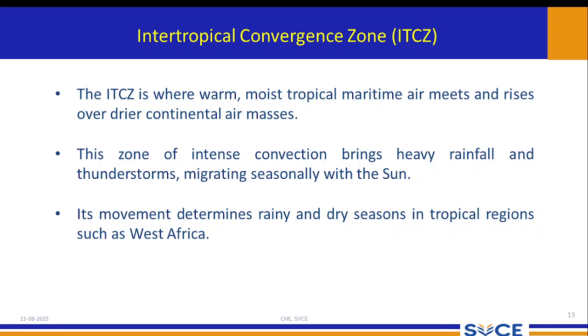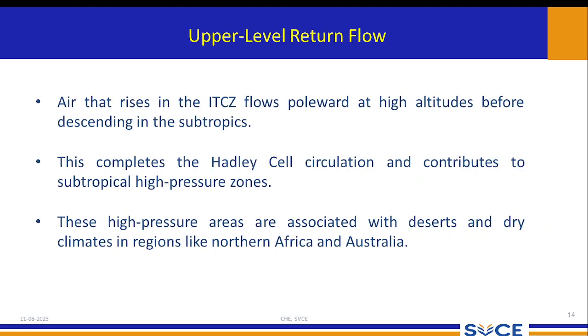The Intertropical Convergence Zone is where warm, moist tropical maritime air meets and rises over drier continental air masses. Air that rises in the Intertropical Convergence Zone flows poleward at high altitudes before descending in the subtropics. This completes the Hadley cell circulation and contributes to subtropical high pressure zones. These high pressure areas are associated with deserts and dry climate in regions like northern Africa and Australia.